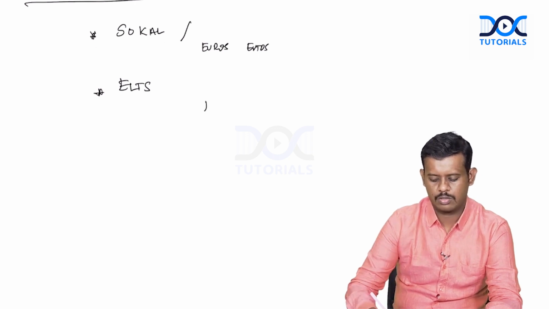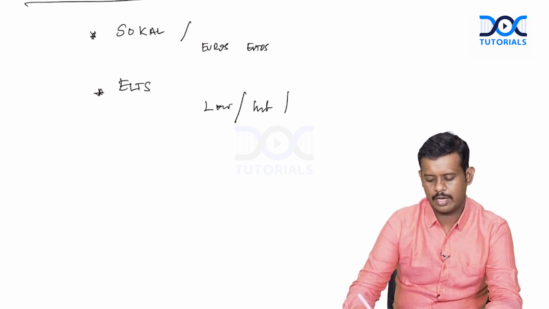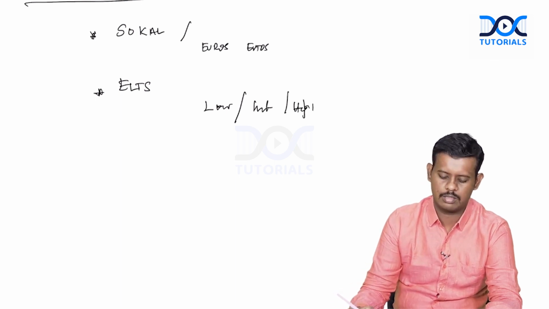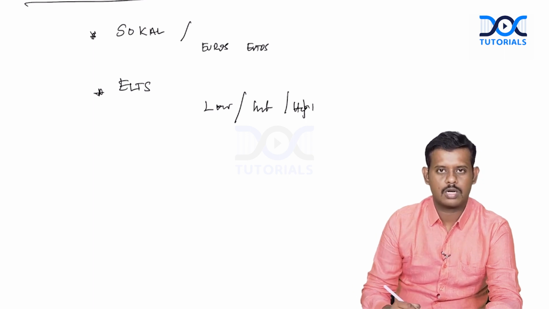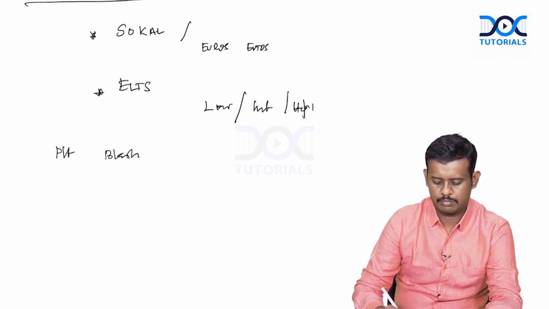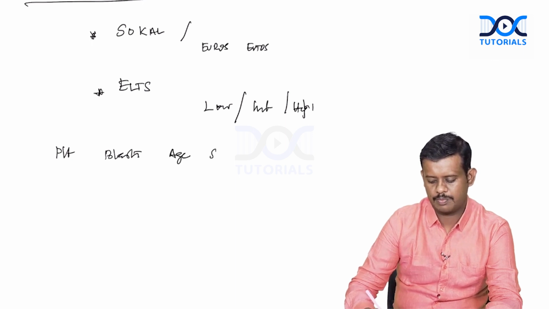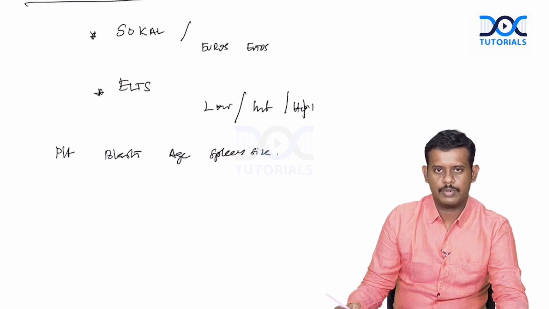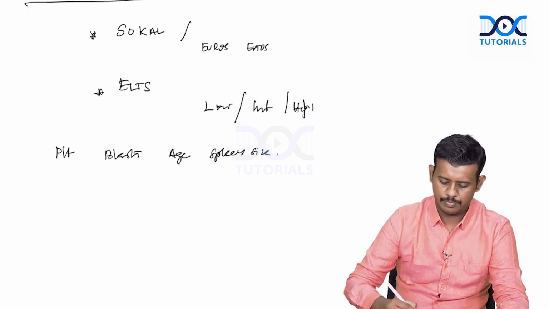They are stratified as low risk, intermediate risk, and high risk patients based on the score which you obtain by calculating these scoring systems. What are the components? They take platelets, blasts, age, and the spleen size. So these are the components of the Sokal and the ELTS scoring systems.